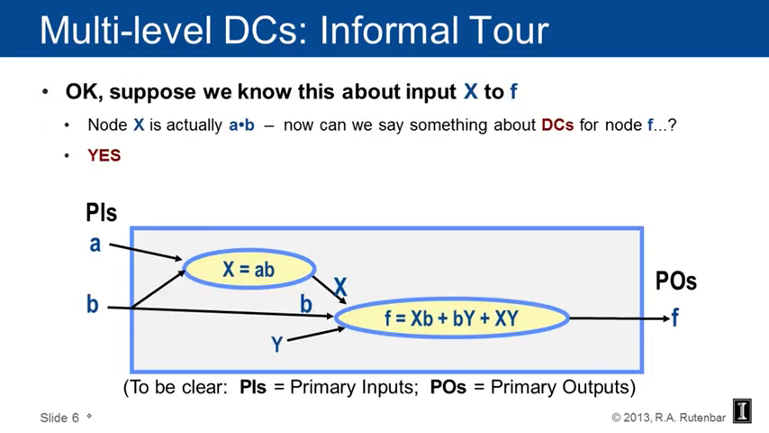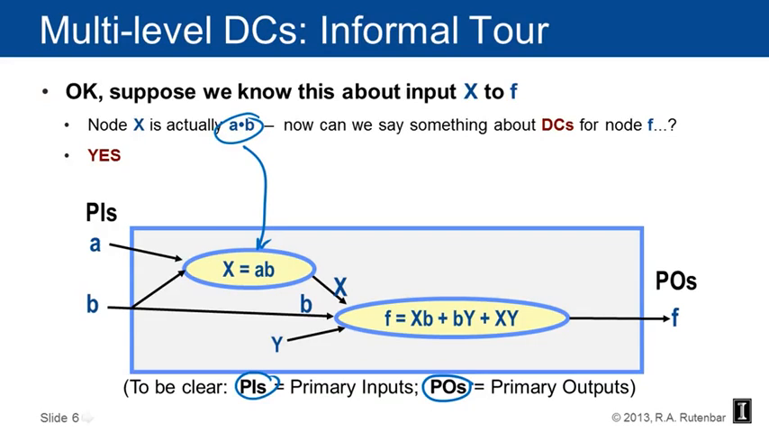So what changes here? Well, suppose we know something about the input. In particular, suppose we know that x is not an input from the outside. Suppose we know that x is computed inside the Boolean network. Just to be clear, I'm labeling PIs as the primary inputs, things that come into the overall Boolean network, and POs as primary outputs, things that leave the overall network. And so now x is not a primary input, it's a computed thing inside the network.